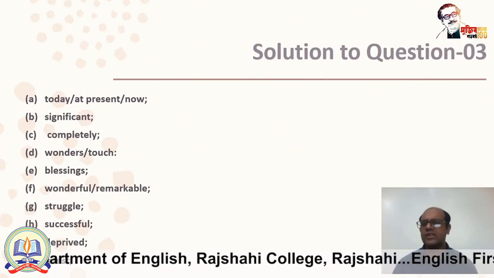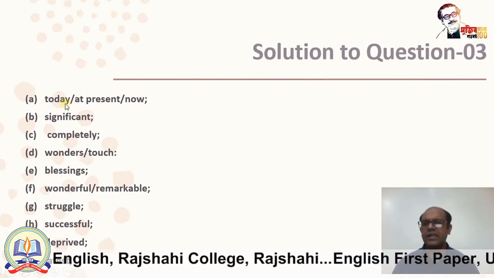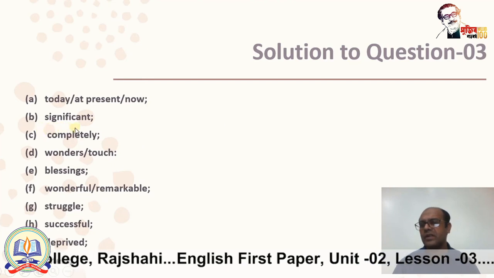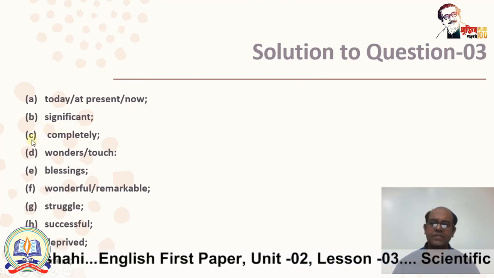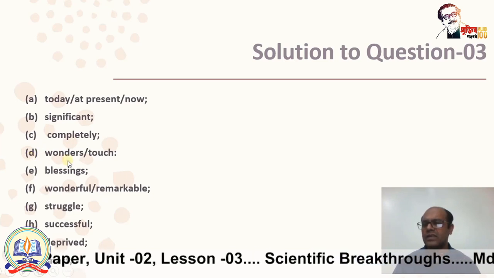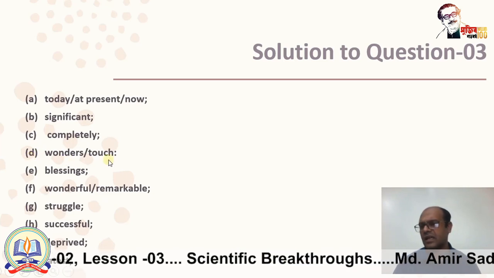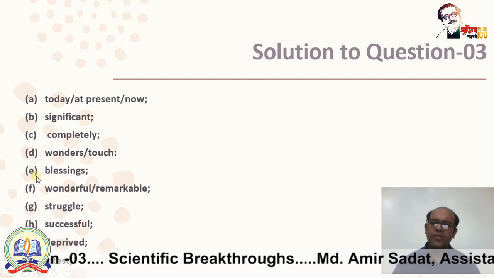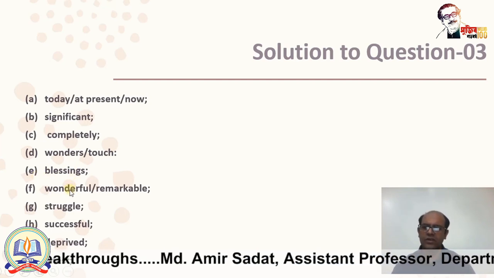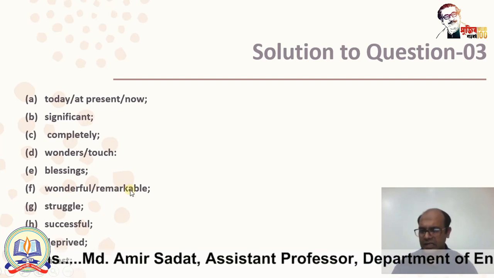So here is the solution for question 3. For gap A, you can write today, or at present, or now. For gap B, you can write significant. For gap C, completely is the correct answer. For gap D, wonders or touch is the correct answer. For gap E, blessing is the correct answer. For gap F, wonderful or remarkable is the correct answer.